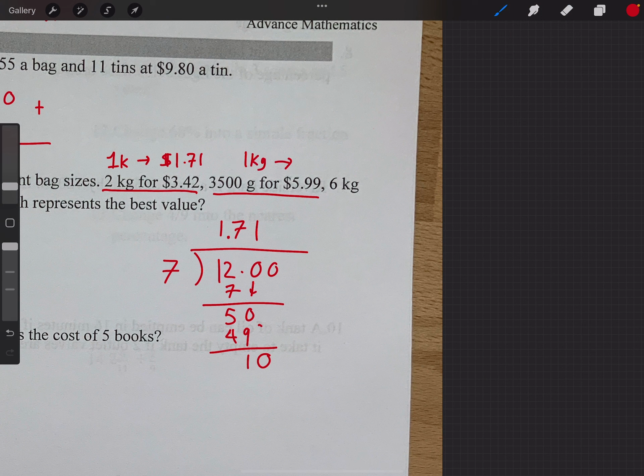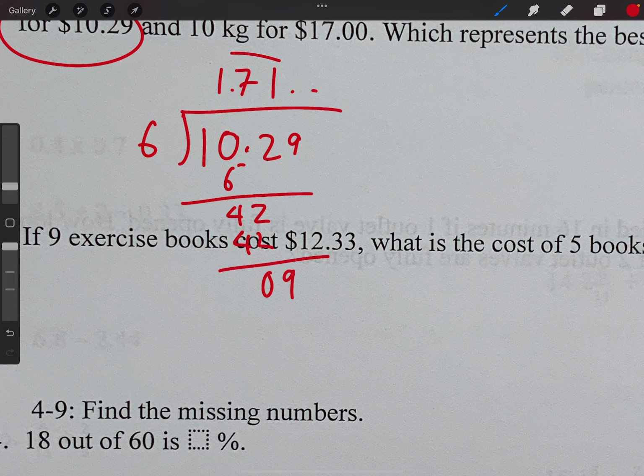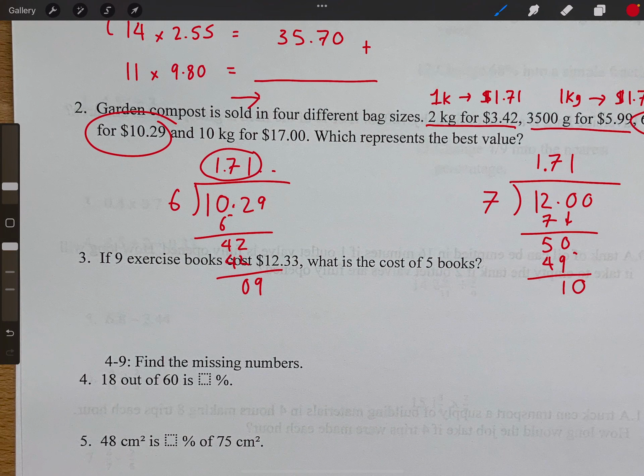Now the next one says 6 kilograms for $10.29. So what we're going to do is 10.29 divided by 6. We want to get 1 kilogram, remember? So 10 divided by 6 is 1. 1 times 6 is 6. Take away, remainder 4. Bring the 2 down. 42 divided by 6 is 7. 6 times 7 is 42. Remainder 0. Bring the 9 down. 9 divided by 6 is 1. So now there's more numbers to it. I'm not going to bother doing it because $1.71 is, you know, close enough. So for the 6 kilogram, also $1.71.